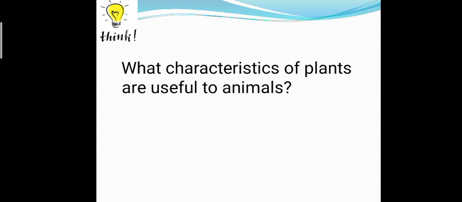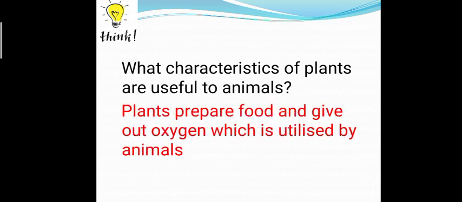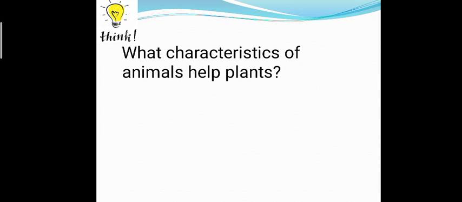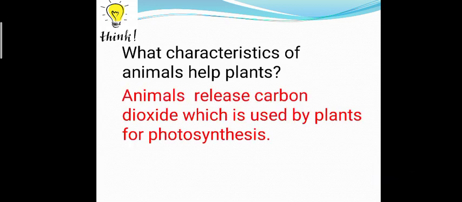What characteristics of plants are useful to animals? Plants prepare their food and give out oxygen, which is utilized by the animals. What characteristic of animals helps plants? Animals release carbon dioxide, which is used by plants for photosynthesis.